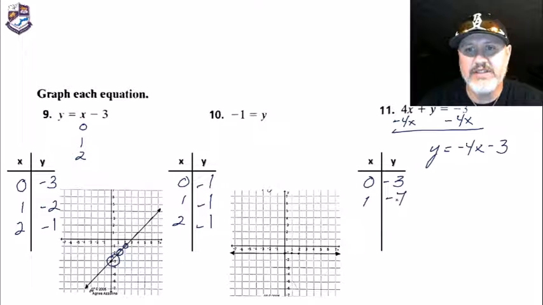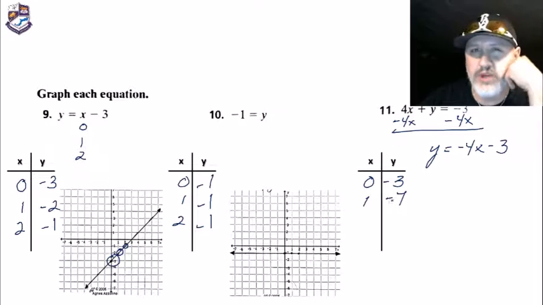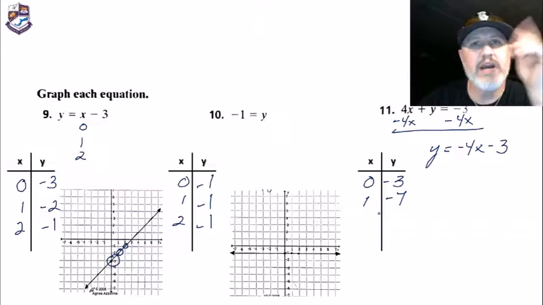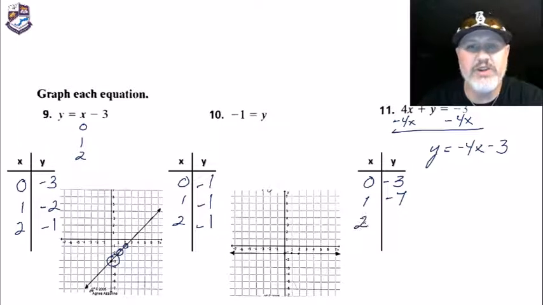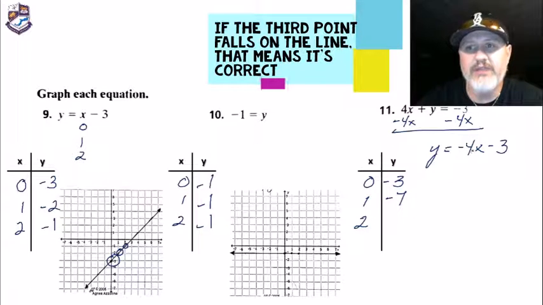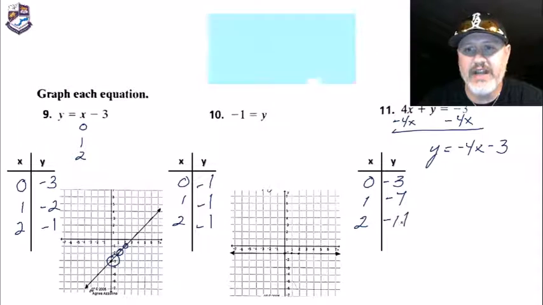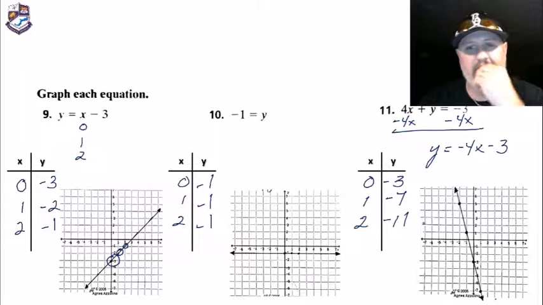You get -7. Really, you only need 2 points to graph a line. The only reason why I like to use 3 points is just to make sure that we did the other 2 correctly. All right. So -4 times 2 is -8. -8 minus 3 is -11.